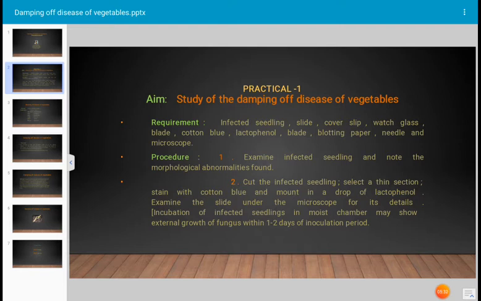Otherwise, you have to observe that infected seedling from the museum specimen, and then you have to write the details and write down about the pathogenic organism.